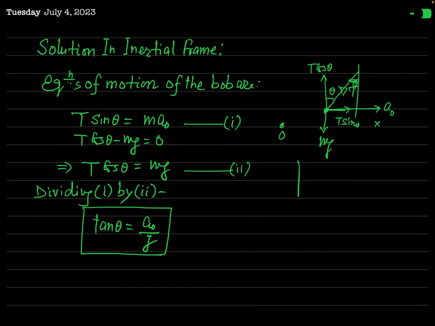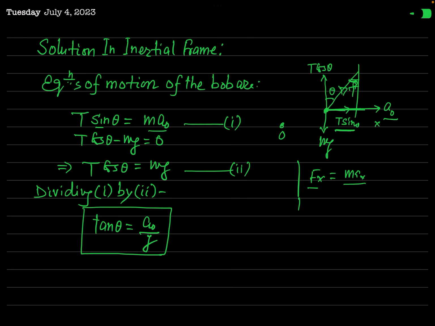Okay, now we will write down the equation of motion of this bob in this inertial frame. You know, equation of motion is what? Fx equal to max. It means net force in x direction equal to mass into acceleration in x direction. But what is net force in x direction? See, this is x direction. So net force in x direction is T sin theta. And ax, acceleration in x direction, this is simply a naught. So T sin theta equal to ma naught.